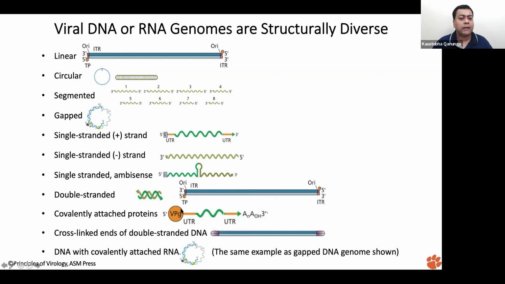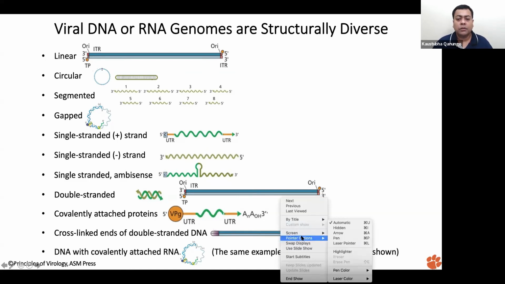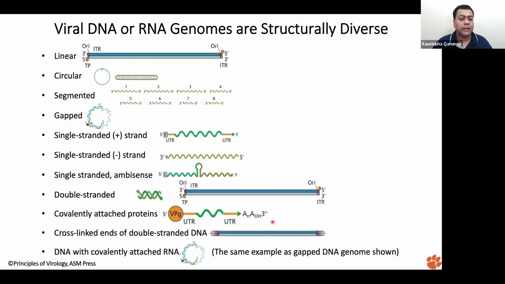Then there could be covalently attached proteins. Along with that, this AOH means that these are poly-A tails. Poly-A tails are a signature of mRNAs, and sometimes 200, 300 poly-A are added at the end of the mRNA, which helps in the translation process. So these are some of the things that you are going to see. And sometimes, with the gapped DNA, in the same example, an RNA is covalently attached to one end and a protein is attached to one end as well.